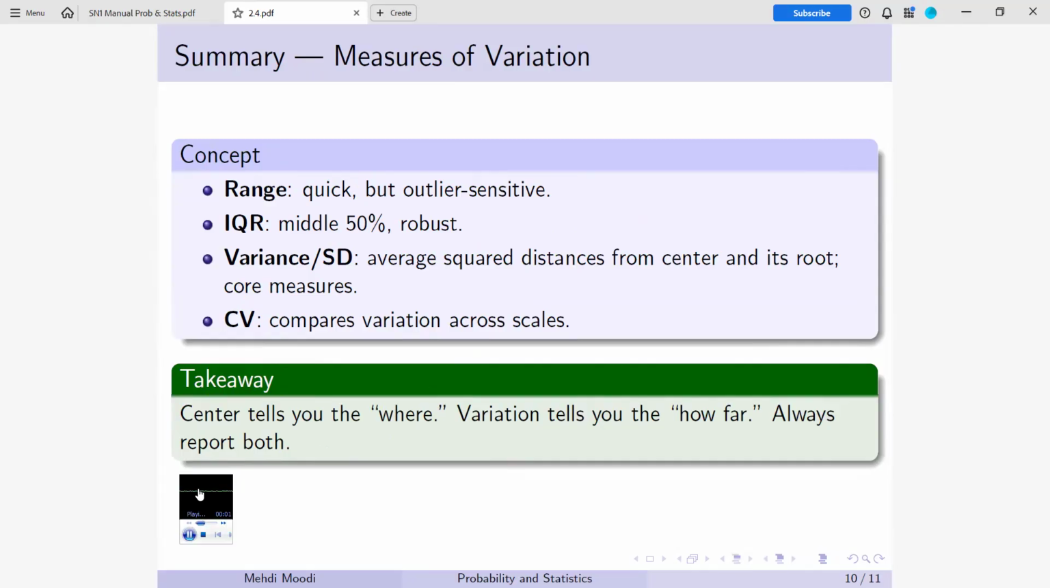Reporting only the mean is like describing a city by its downtown coordinates. Helpful, sure, but incomplete. You also need to know how far the city spreads in every direction, and that's exactly what measures of variation tell us.